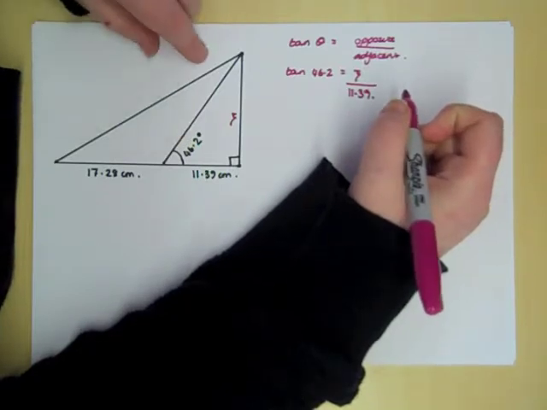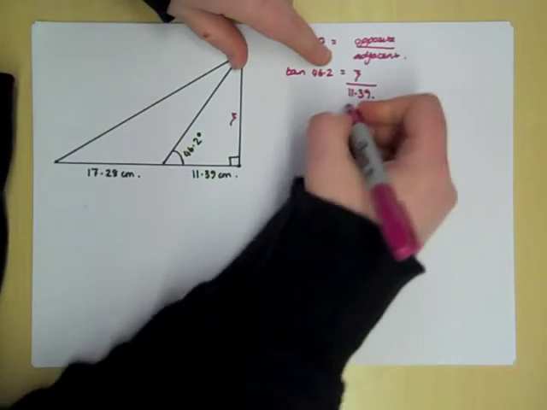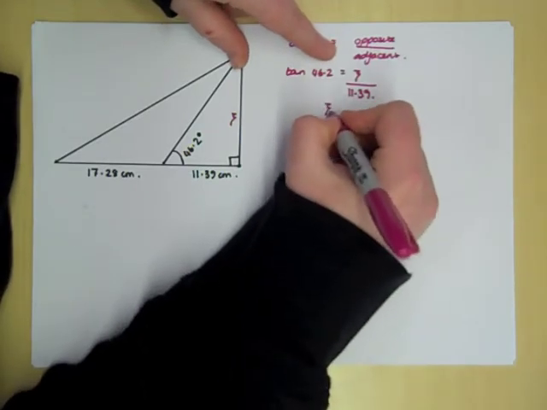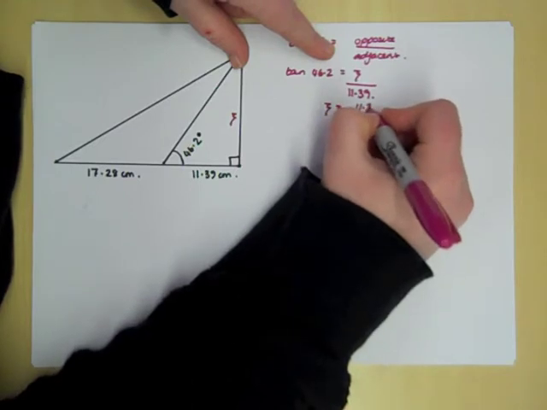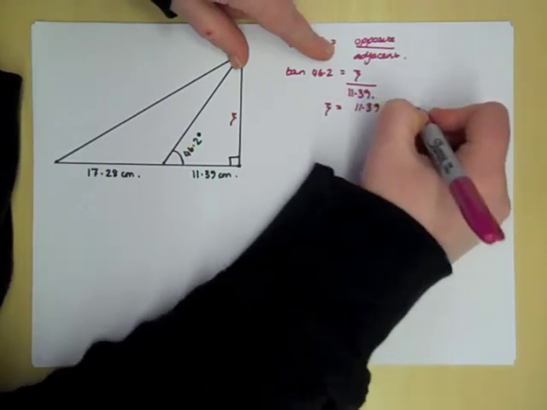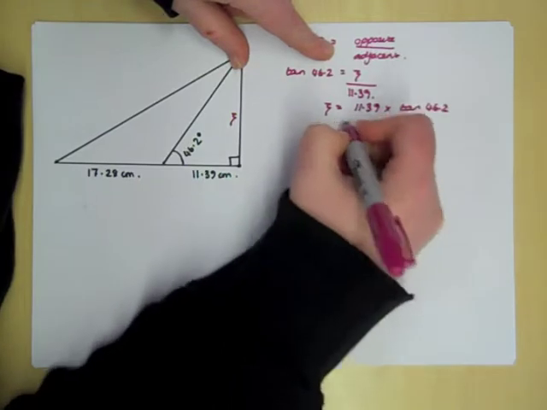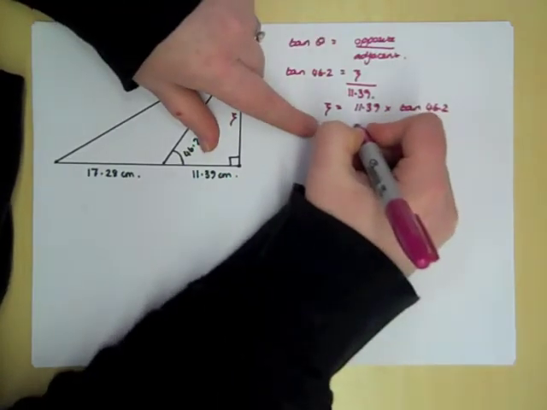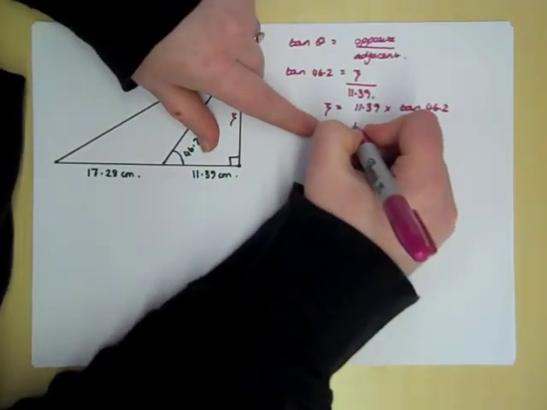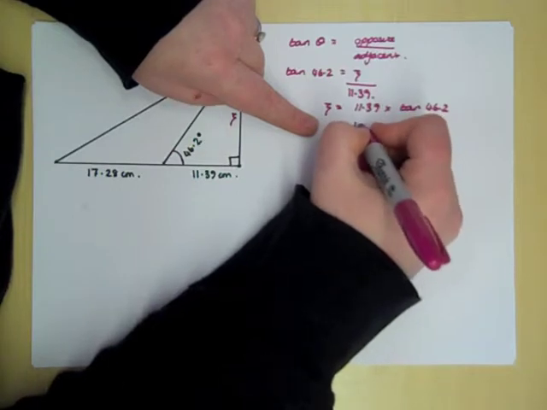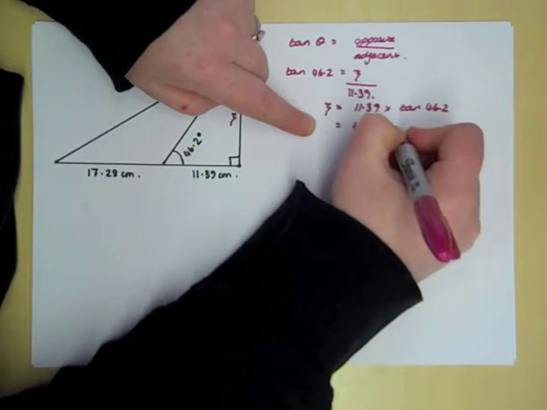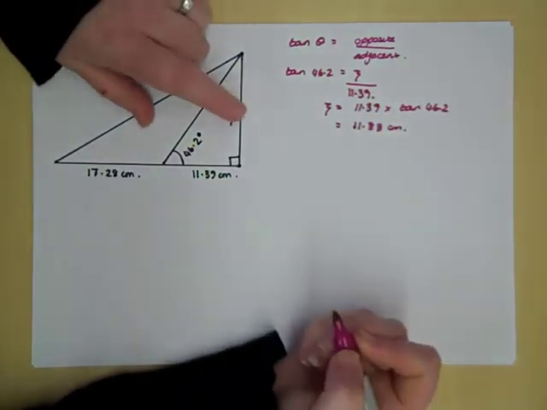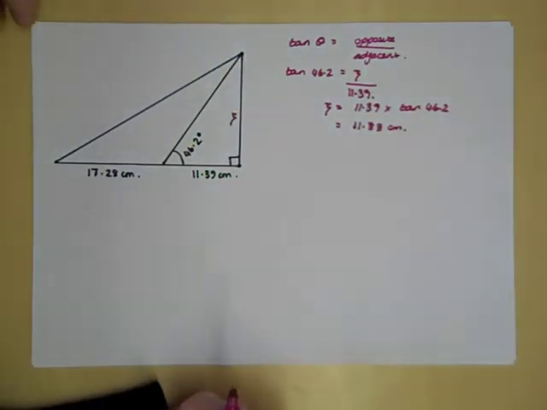Which, if we calculate that through, just a little bit of rearranging, Z is equal to 11.39 multiplied by the tan of 46.2, and so Z is equal to 11.88 centimetres. So I know this length here.